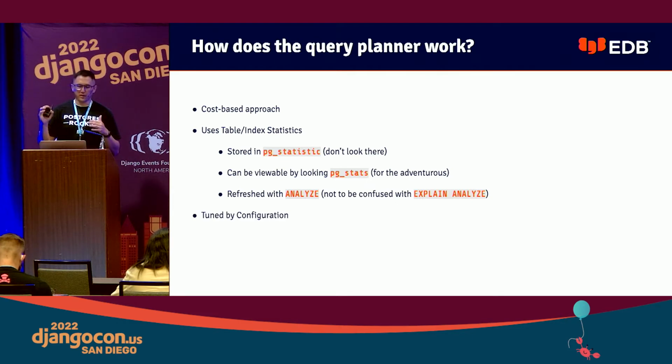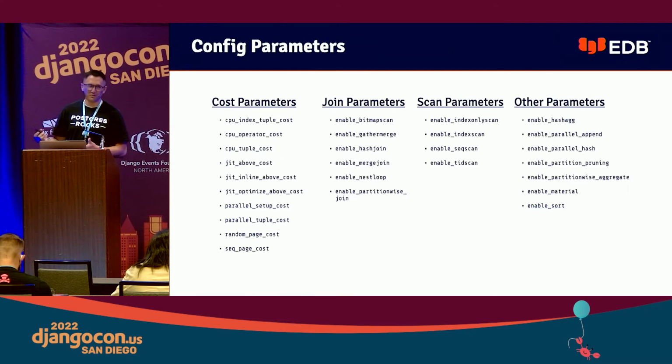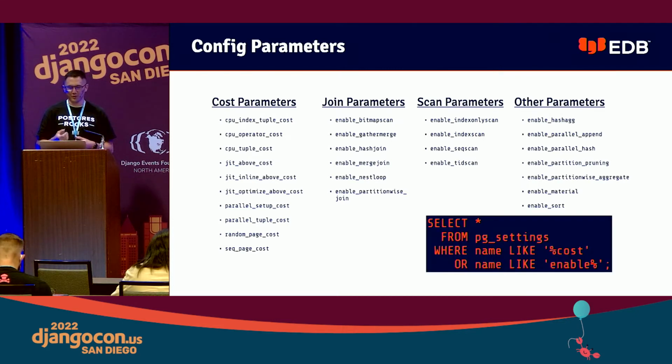All of this stuff that's cost-based is tuned by the configuration, and you will find in your postgresql.conf file things that say like enable_something or something_cost. There's a lot of configurables. This is the list of all of them, and I think it's a bit intimidating to look at. And if you want to poke around, you can read up on it in the documentation.